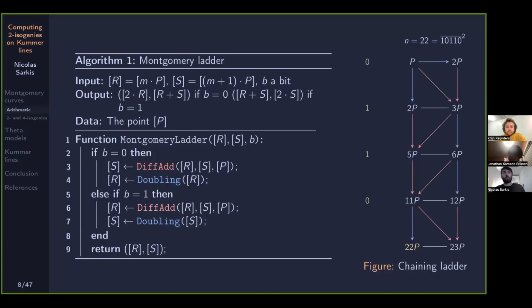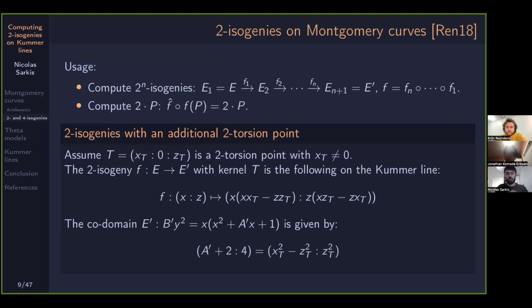And yeah, I will be talking a bit later about how to improve that, but I need to talk about theta models first. So this is for arithmetic on a Montgomery curve. And now about 2 and 4 isogenies on a Montgomery curve. So first about 2 isogenies, you have formulas by Renz.